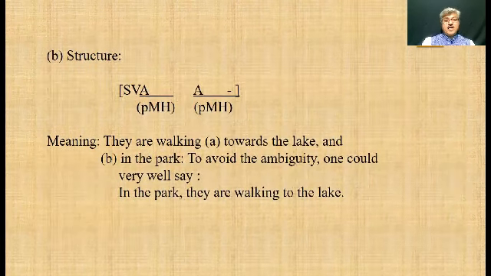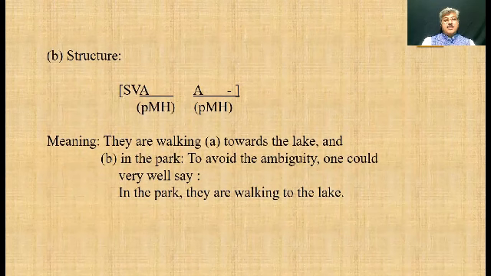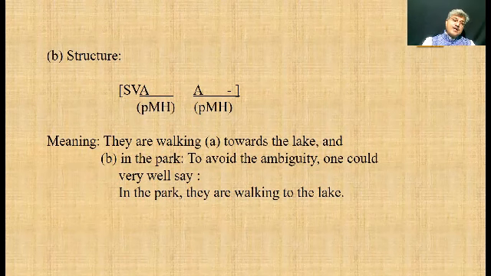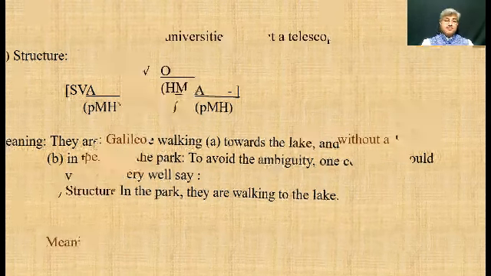And here, SVAA: they are walking towards the lake and in the park. To avoid the ambiguity, one could very well say, in the park, they are walking to the lake. It means they are walking in the park. They are in the park and they are walking to the lake.